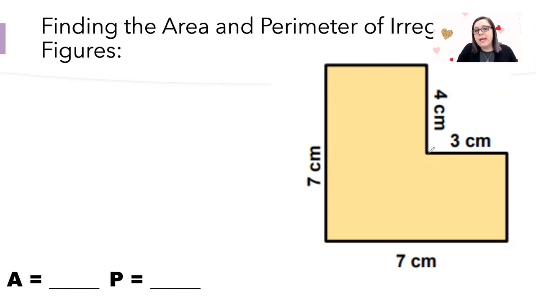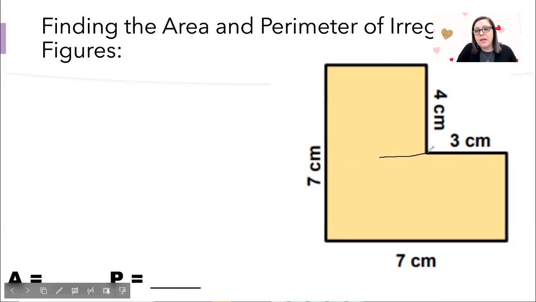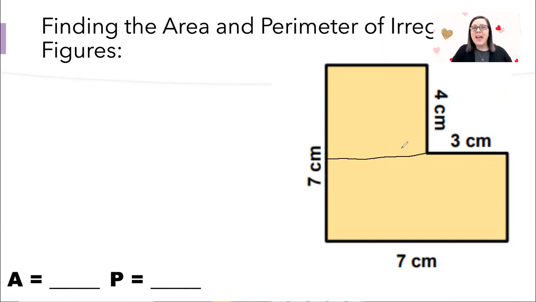So I am going to take this rectangle and split it like this. We're going to pretend that that's a really straight line, okay? All right. And I am going to attempt to determine the missing sides. So I'm going to start here. I see that this whole long side is 7 centimeters.